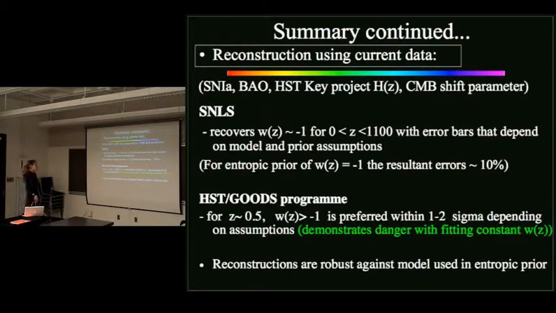For the GOODS data, at about a redshift of 0.4, 0.5, we do get a much higher W, which is preferred to within 1 or 2 sigma, depending on your assumptions. And it does demonstrate, if you believe that's a real feature of the data, that there is danger with just fitting a constant W. And the reconstructions do tend to be robust against the model that you use in your entropic prior, but that's primarily at low redshift.